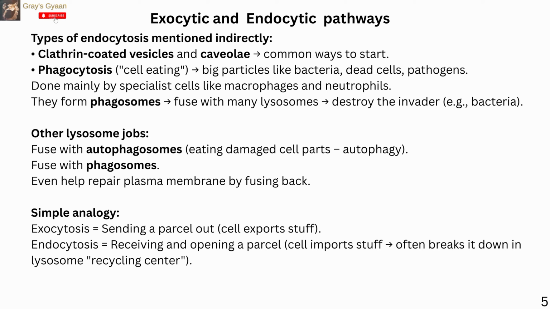Modes of endocytosis. Clathrin-coated vesicles and caveolae are common ways to start. Phagocytosis, cell eating: big particles like bacteria, dead cells, pathogens. Done mainly by specialist cells like macrophages and neutrophils. They form phagosomes, fuse with many lysosomes, and destroy the invader, for example, bacteria.